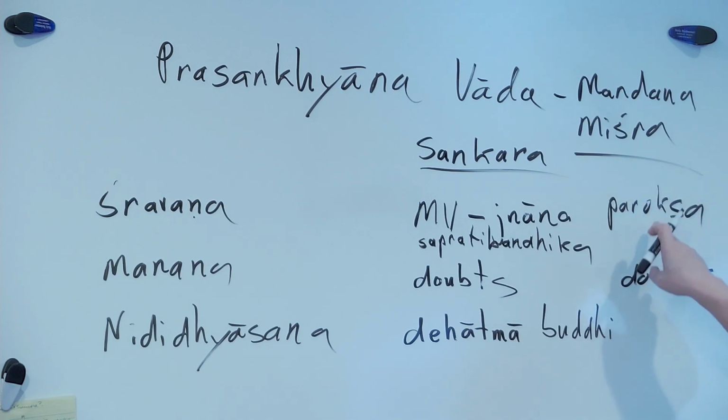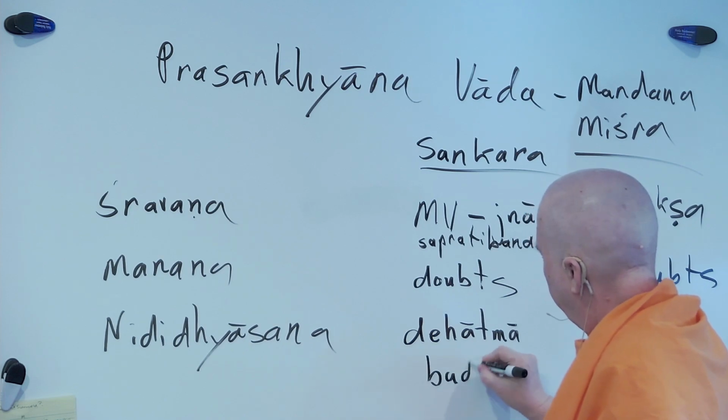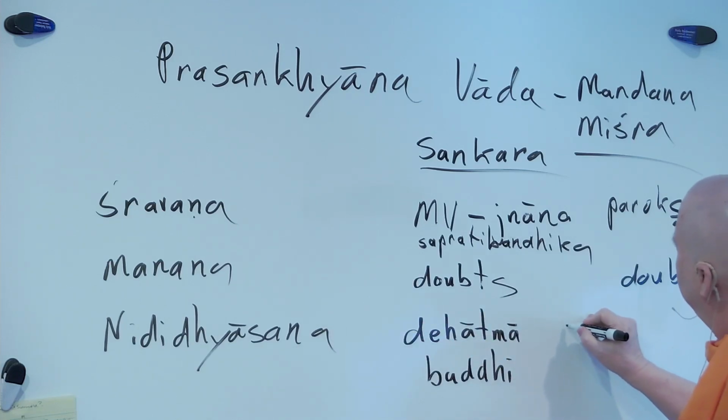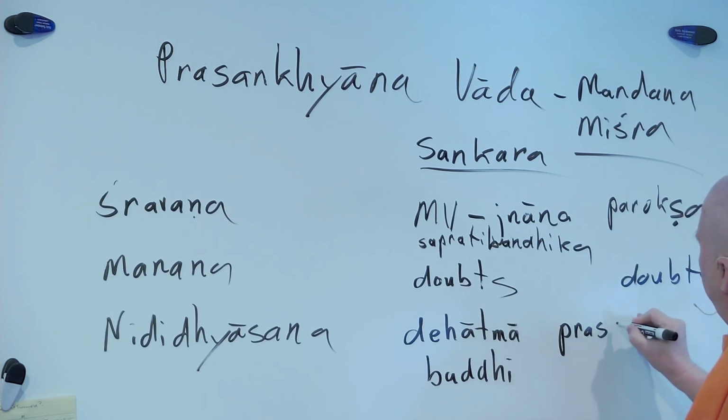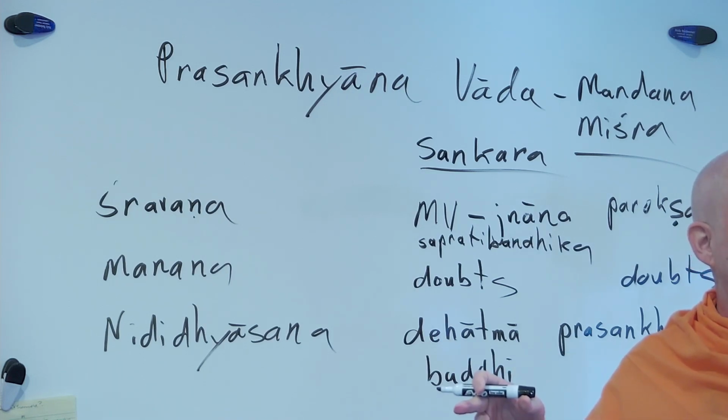In the same way, Mandana Mishra says that you get paroksha jnana, and then the next step, you have to remove those doubts. And then the final step is where the huge difference takes place. That is his conception of nididhyasana. His conception is you should perform prasankhya, repetition. Aham brahmasmi, aham brahmasmi. So far you have indirect knowledge, like knowledge of the waterfall. That indirect knowledge has been freed from doubts, but it's still indirect. So you have to convert that indirect knowledge into direct knowledge. How do you do that?